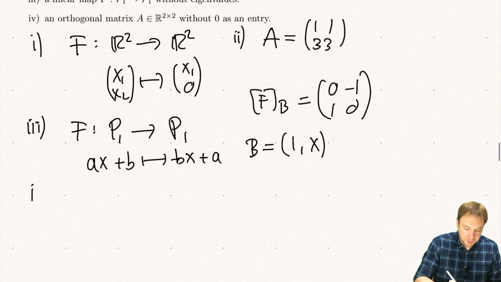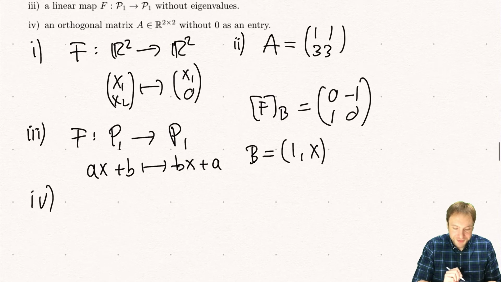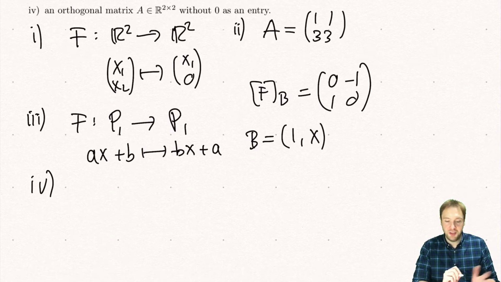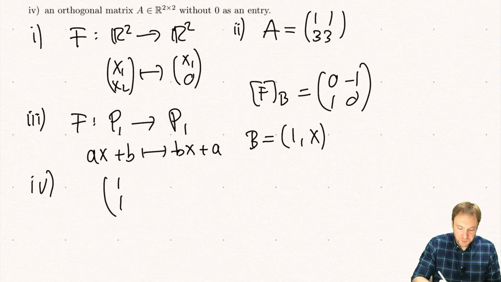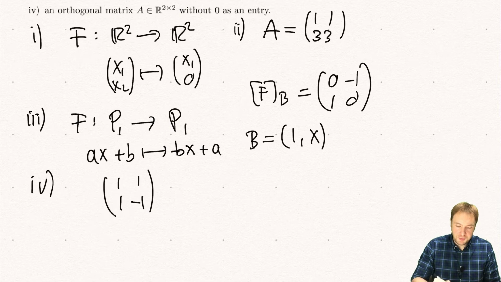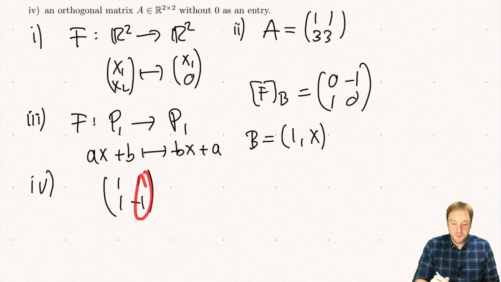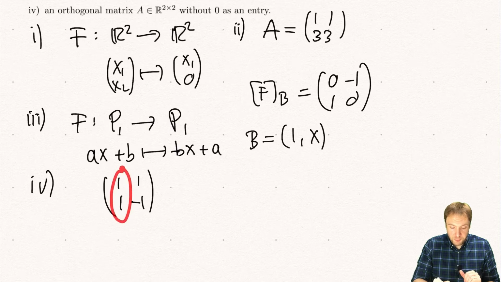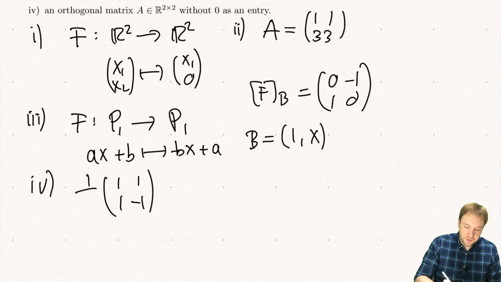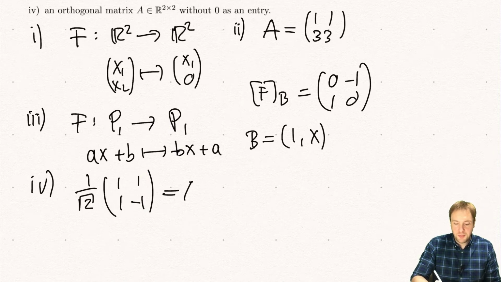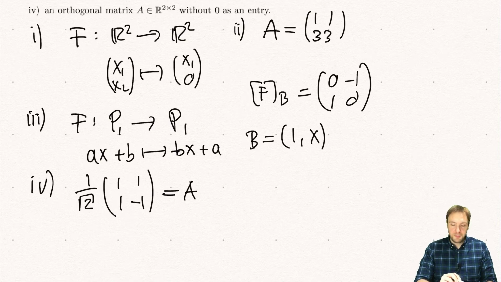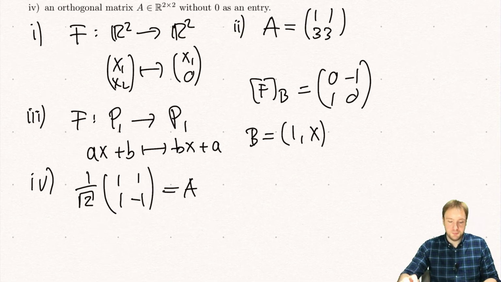And last one, number 4, an orthogonal matrix, a 2x2 orthogonal matrix without 0 as an entry. Well, we can choose, for example, this one. So first we see that this vector is orthogonal to this vector, but we also want that the norm of both of these columns is 1. And so what is the norm of this? This would be the square root of 2, and also this would be the square root of 2. So in this case, if we divide out the square root of 2, then this would be an orthogonal matrix without any 0 as entry. Okay.